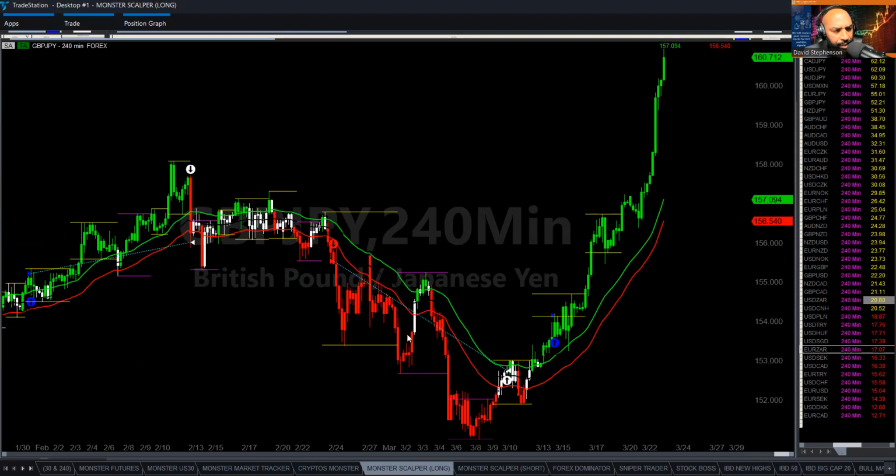What phase is this here? Markdown. This is the markdown phase. Why is this the markdown phase? Because price is moving lower and lower.